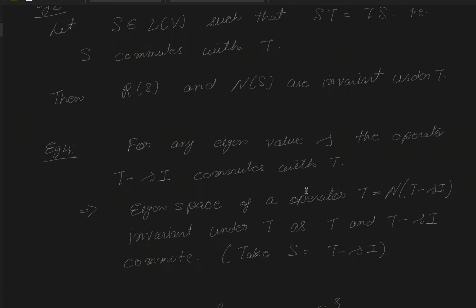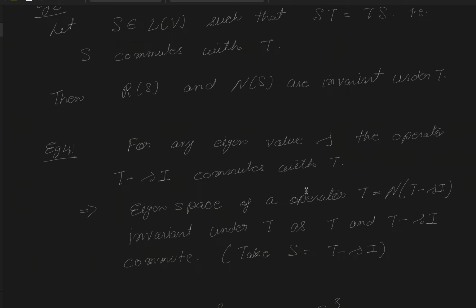that T and T minus lambda I, they both are operators. So T is an operator and T minus lambda I is again an operator, and they both commute with each other. That is, T times (T minus lambda I) is equal to (T minus lambda I) times T. So by the above result, we can say that this eigenspace will always be invariant under T, or we can also think that the eigenspace is actually nothing but the nullity of T minus lambda I.